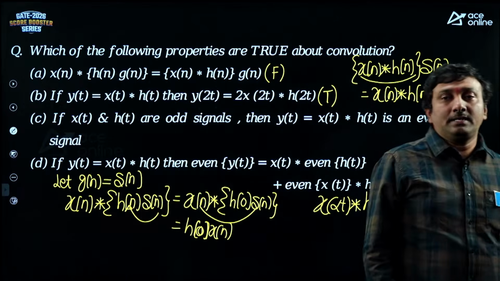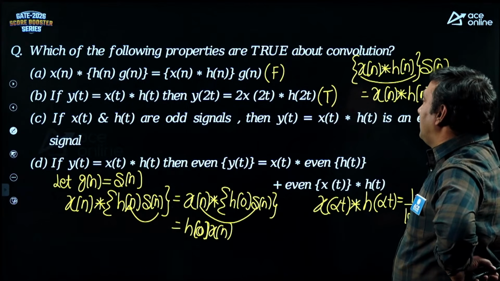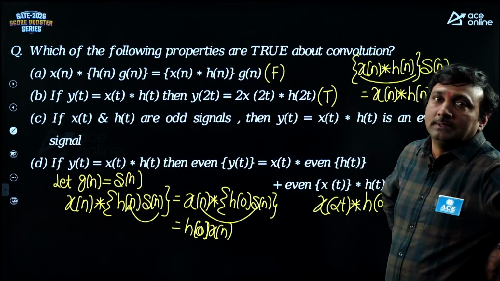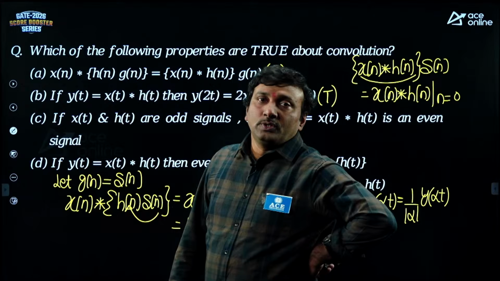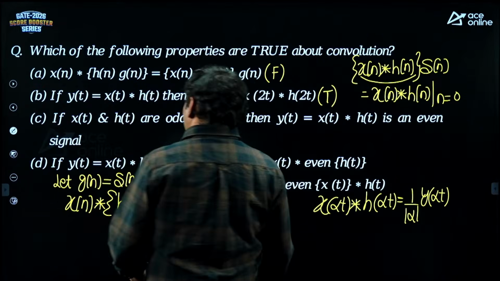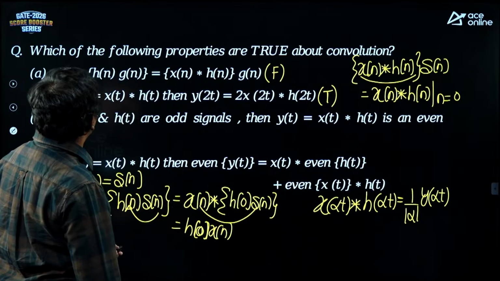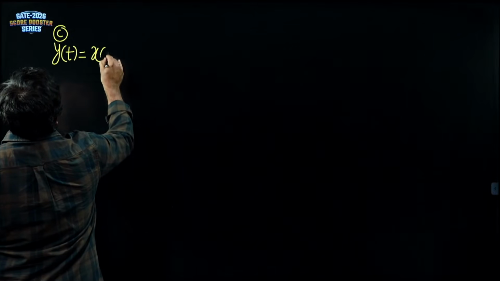Okay. What is the third statement given here? If x(t) and h(t) are odd signals, then the convolution of them is an even signal. This is also a standard property: convolution of two odd signals is an even signal. Let me verify clearly for you. We are discussing the third one.